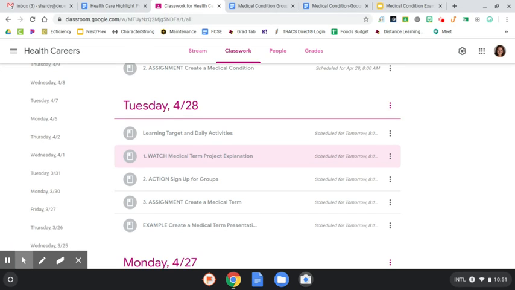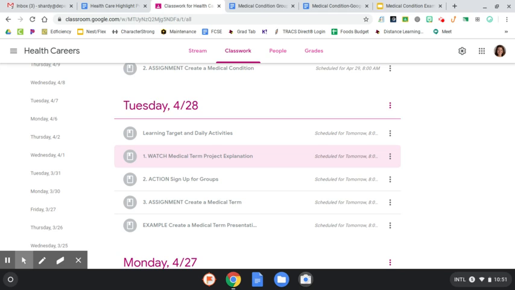Hi, everyone. So, we are going to be working on a project, and it's really just going to let you get creative using the different parts of medical terms. So, the roots, the suffixes, and the prefixes to create kind of your own medical condition. So, underneath today's date, Tuesday, April 28th, here you see a bunch of different stuff. So, I'm just going to walk you through each one.